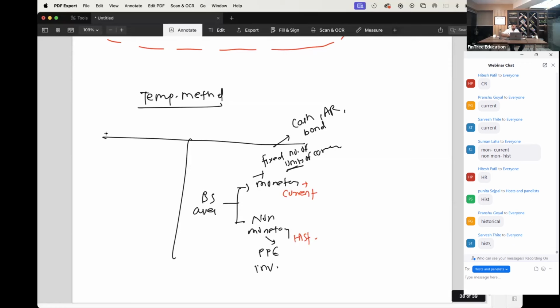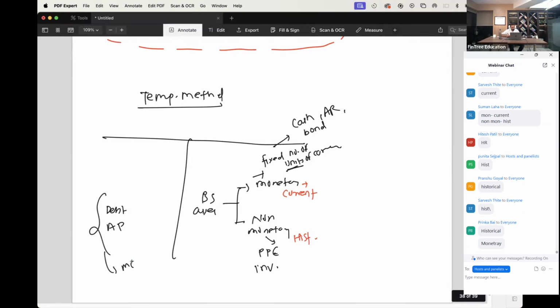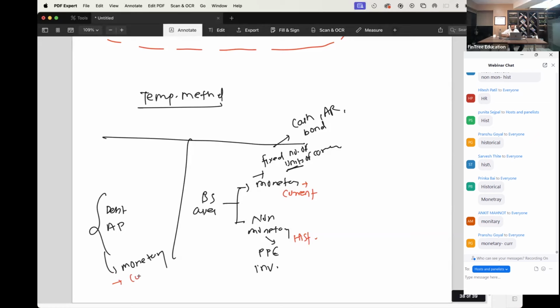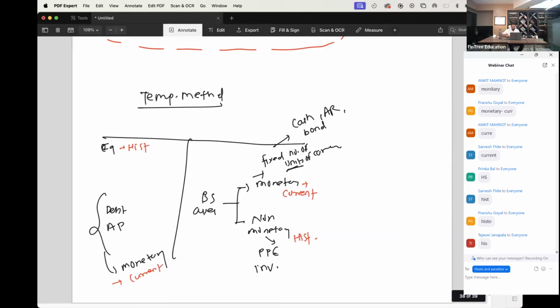Okay. Here, liabilities. Let's say I have some debt. I have some accounts payable. Most of the liabilities, what type of liabilities are these? Most of the liabilities will be monetary liabilities, fixed in amount of currency. If it's a monetary liability, what rate? Current rate. Okay. Then equity, what rate? Come on, equity, historical rate.